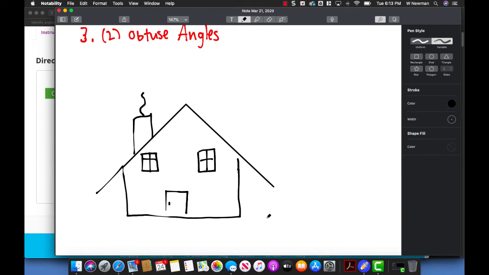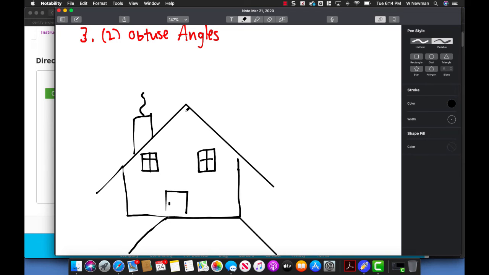And let's do a driveway. There's the driveway. All right, it looks like it's missing something here. I don't know. Maybe some landscaping. I don't know. I'm not going to get into that.